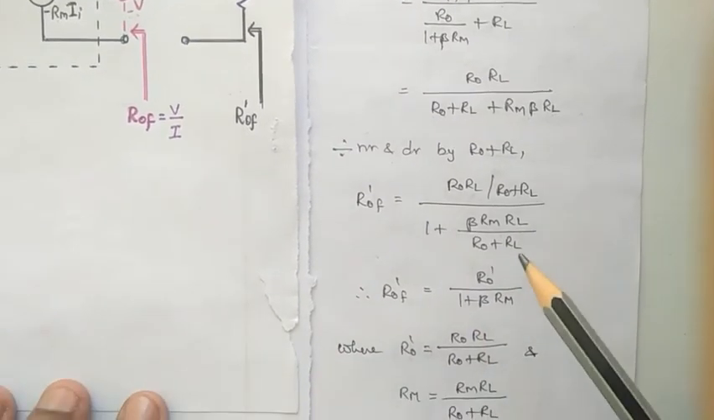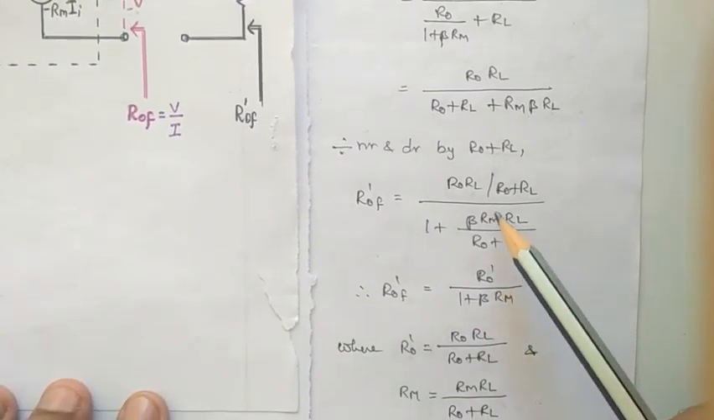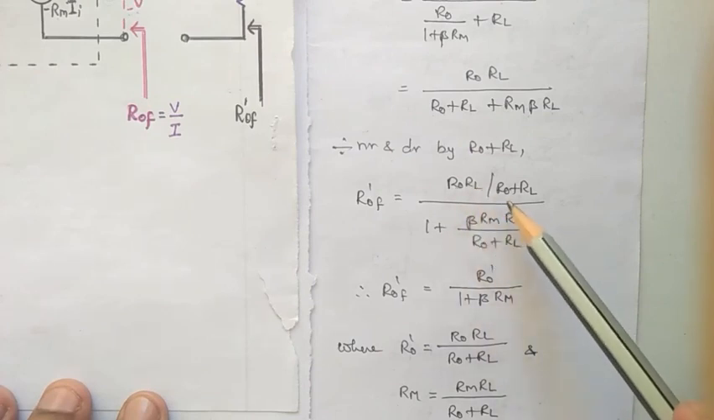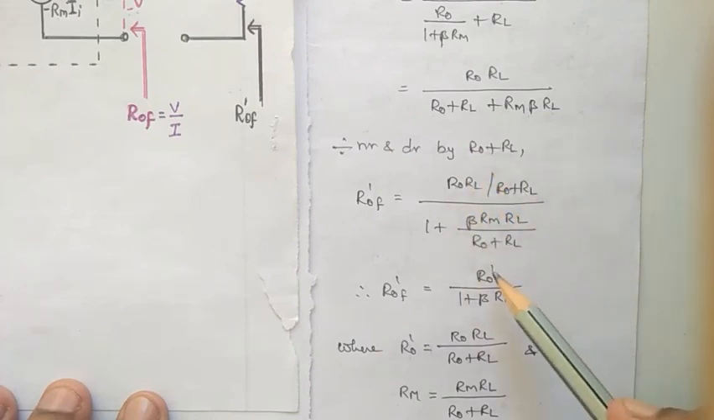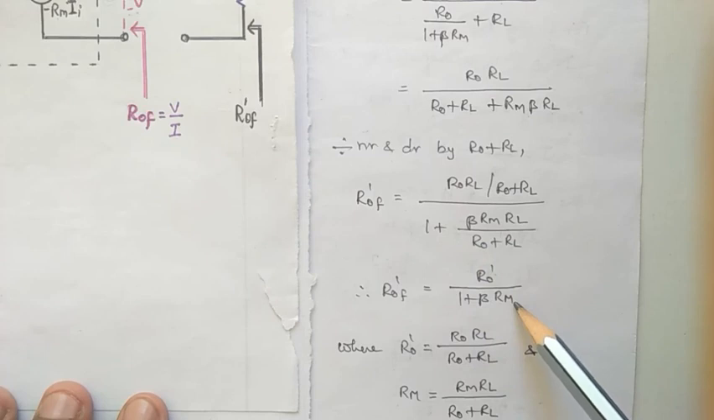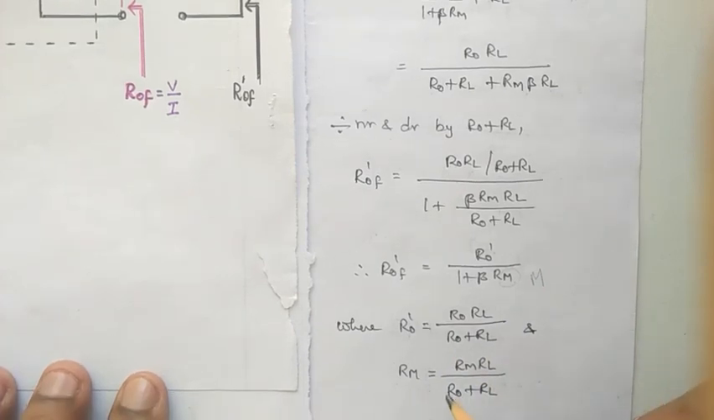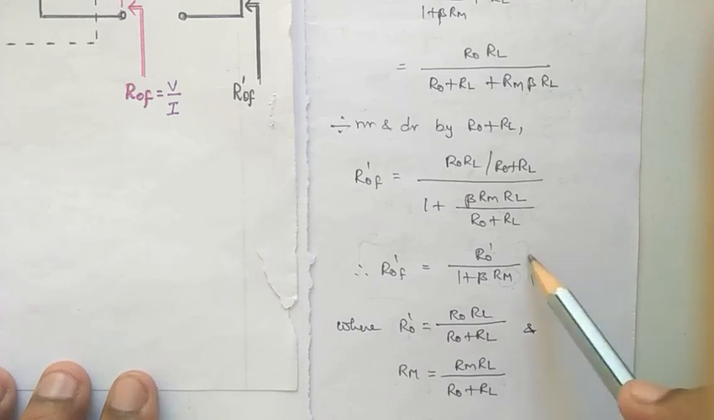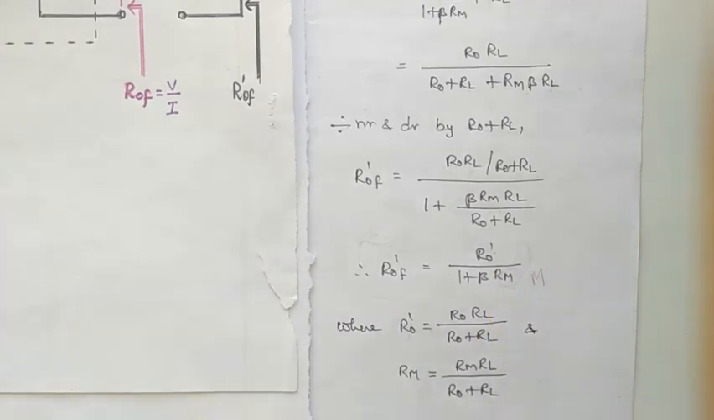Now I take the entire term R naught RL by R naught plus RL and replace it with R naught dash, a new output resistance, divided by 1 plus beta Rm. Here you see it is a capital M. Already we have derived in the input resistance that RM is nothing but R small m into RL by R naught plus RL. So this is the final expression of output resistance with feedback taking RL into account.